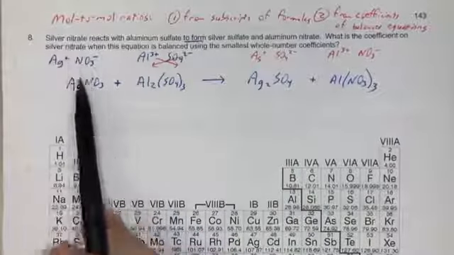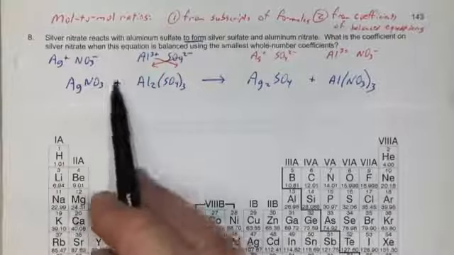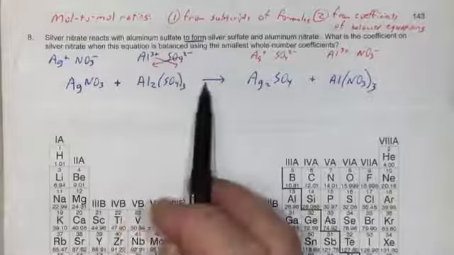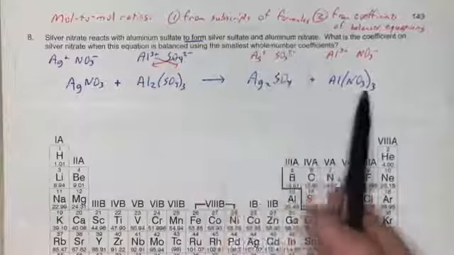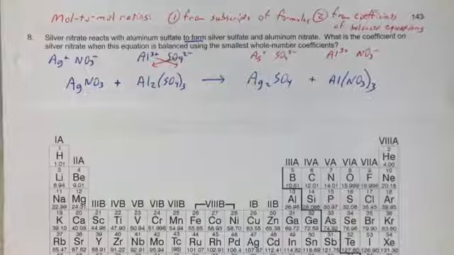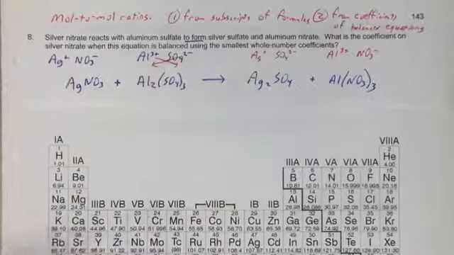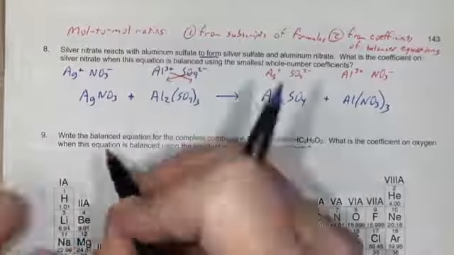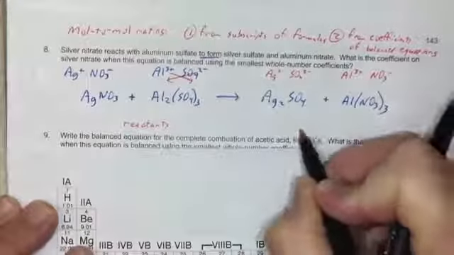If you can go from the names to the formulas, you can write this much. Silver nitrate, AgNO3, reacts with, so I'll put a plus, aluminum sulfate, Al2(SO4)3, to form, so I put the arrow, silver sulfate, which is on the product side, that's what we form, and aluminum nitrate, Al(NO3)3. So there's the compounds. The reactants are over on this side, and the products are on this side.